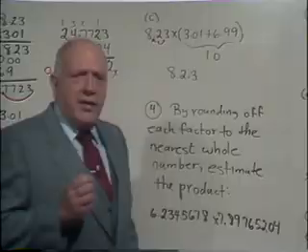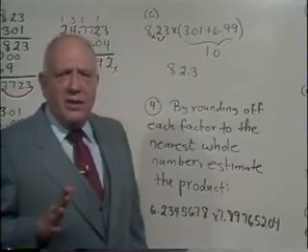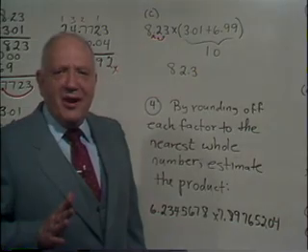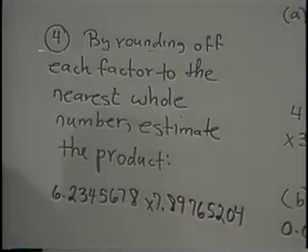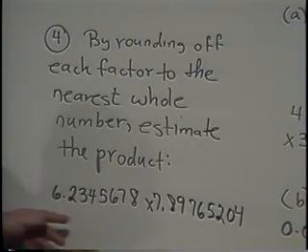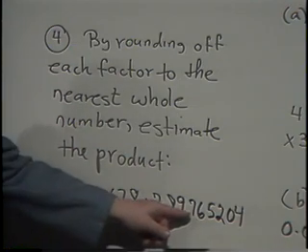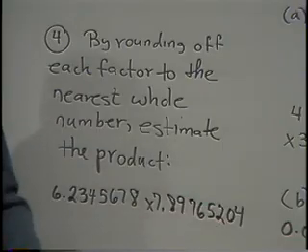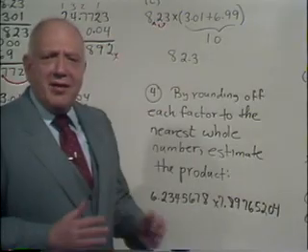Now, the point is, I want to emphasize to you that no matter how many digits there are in a decimal, if all you want is a quick approximation, we can still do this the same as we always did. Read the instructions here. It says, by rounding off each factor to the nearest whole number, estimate the product, and get a load of this, 6.234567 times 7.89765204. I may have made a few copying mistakes compared with what's in the text, but based on what I'm asking to do in this problem, it doesn't matter.